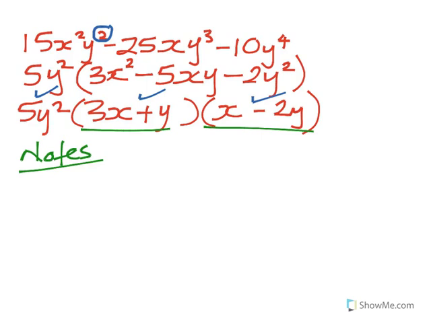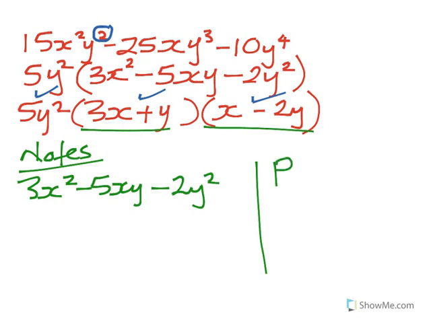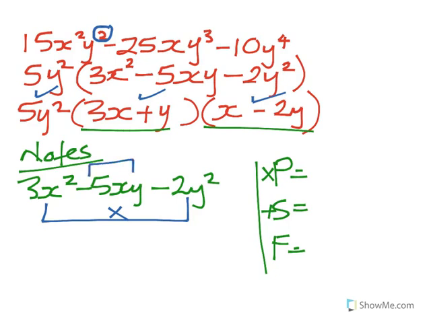But now, let's look at this one. 3x squared minus 5xy minus 2y squared. Now, as I said, it's a product, it's a sum, and it's factors. The product means times, the sum means plus, and then the factors. The product, in this case, I multiply the first and the last expressions, and the sum is the center expression.